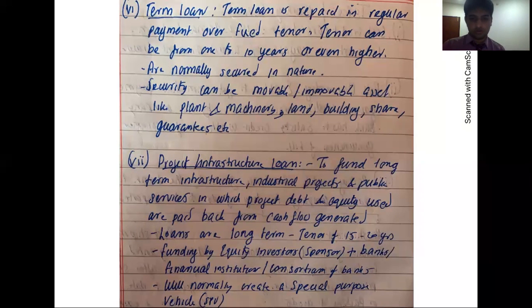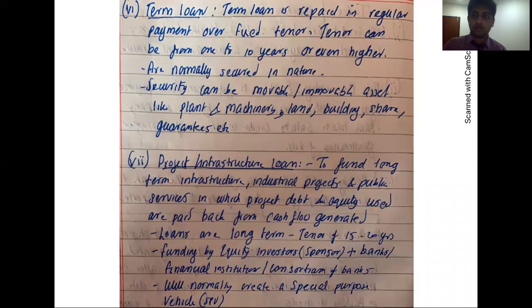Project infrastructure loan. This is maybe for construction of roads, construction of big infrastructures, to fund long-term infrastructure, industrial projects, and public services, in which project debt and equity is used, and repayment is paid from the cash flow generated. So in this situation, it is long-term, say a tenure of 15 to 20 years. It's a very long-term project.